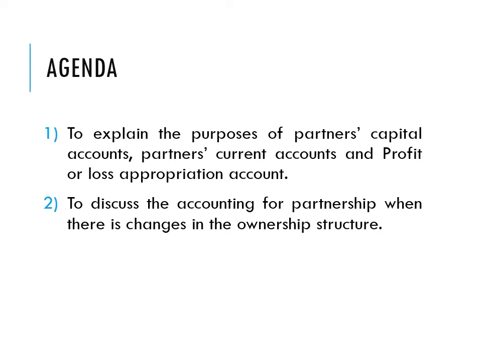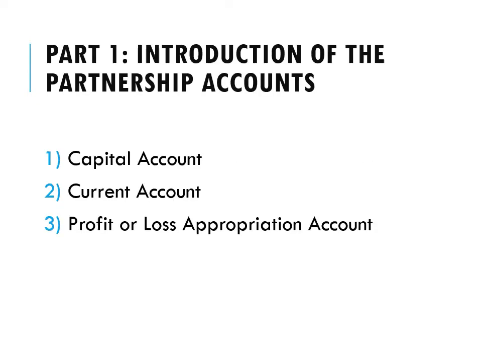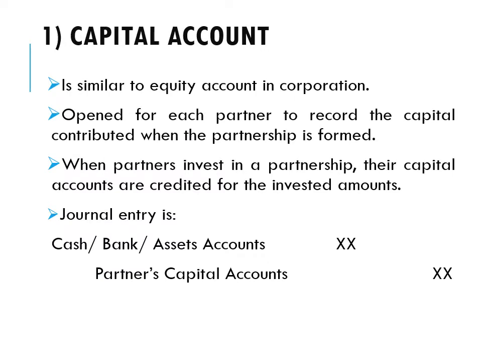the ownership structures. In partnership accounts, there are three important accounts that you should be aware of. The first one is the capital accounts, the second one is the current accounts, and the third one is the profit or loss appropriation accounts. The capital account is similar to equity accounts in corporations. It is opened for each partner to record the capital contributed when the partnership is formed.